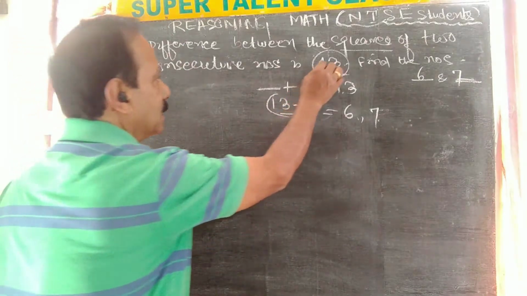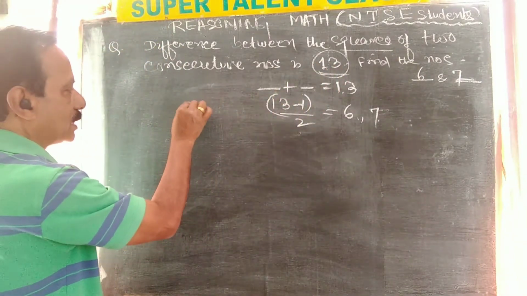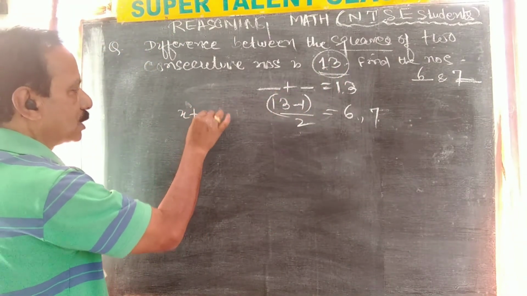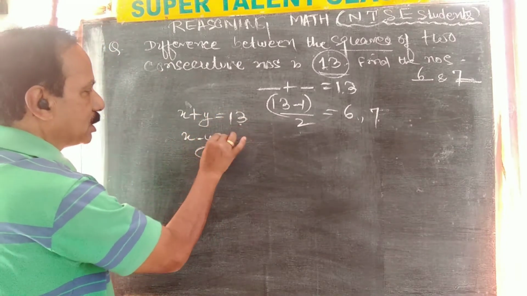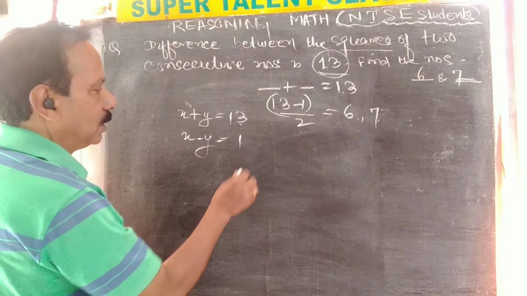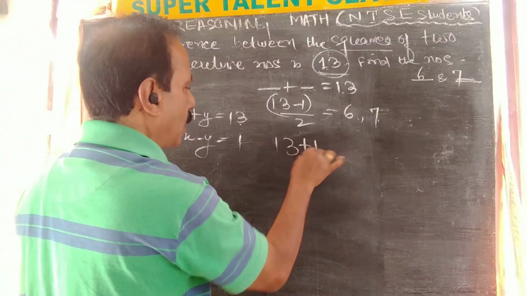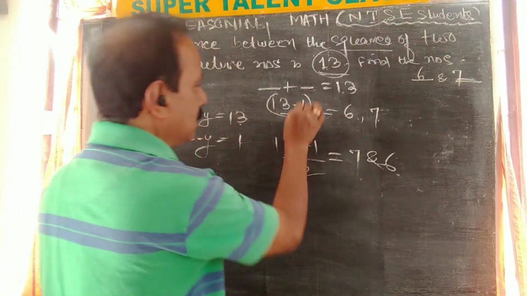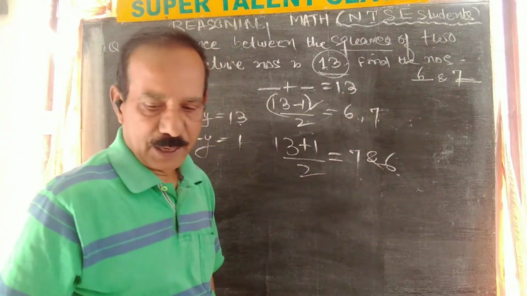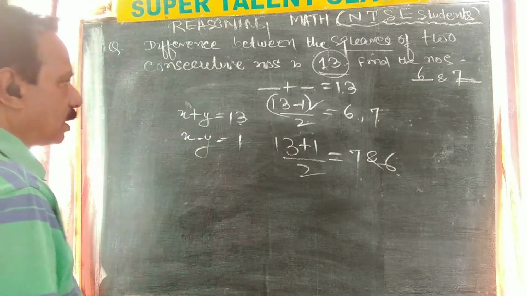So now see, this is x square minus y square. Simply you see, x plus y is 13. Then x minus y, the conjugate, the difference is 1. Look, 13 plus 1 by 2, that is 7, or 13 minus 1 by 2, that is 6. 6, 7. I applied the x plus y, x minus y formula.